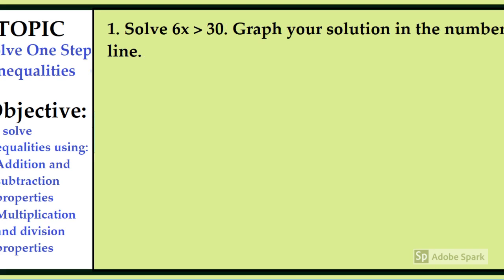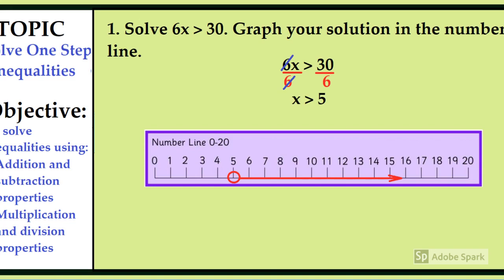Let's try another example. Solve 6x is greater than 30. Graph your solution in the number line. Since 6x is multiplication, we're going to divide 6 on both sides. 6 divided by 6 is 1, and 30 divided by 6 is 5. So, x is greater than 5.